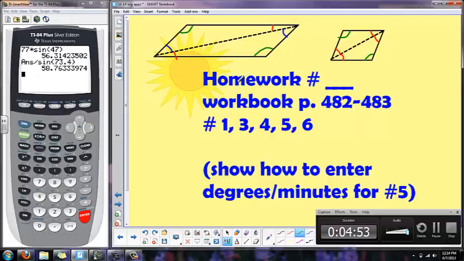Workbook page 482 to 483. I believe this is homework number 104, but you have the final list written out on something that I sent home to you. So just double check that, and I need you to get all those homework assignments done, and then show how to enter degrees and minutes for number 5.